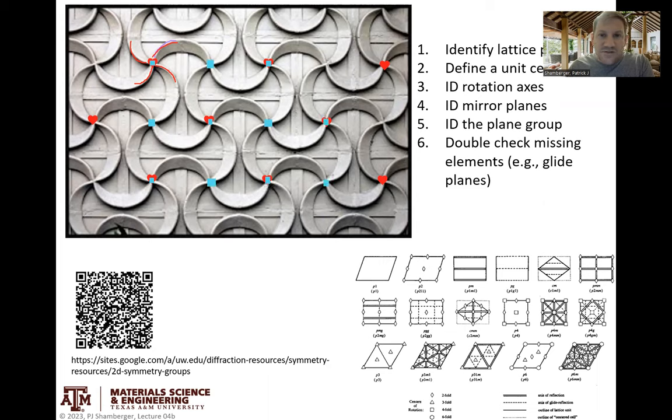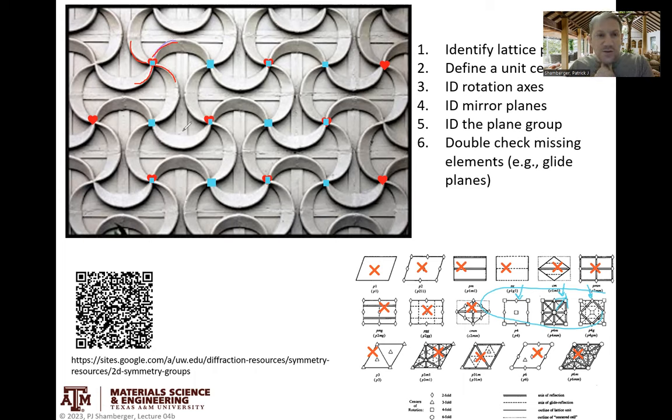So once I've found fourfold rotation axes, I can already eliminate a heck of a lot of these patterns, because I can just cross out any pattern that does not have a fourfold rotation axis. And that means I'm down to three options. The difference between these three is that this one has no mirror planes. This one has mirror planes that pass perpendicular and diagonally through each of those fourfold axes. And this one has mirror planes, but those mirror planes do not pass through the fourfold rotation axes.